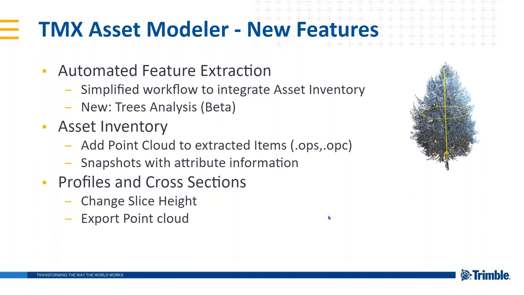Moreover, we have now a nice attribute overlay in the snapshots. The snapshots come with the list of attributes of each object that they are attached to. This can be very helpful because once you open the screenshot and you see the feature, you also see the attributes that are associated with that feature. In addition to that, we also have new modifications to the profiles and cross sections tool. Now you can change the slice height of the cross sections and profiles, and you can also export the point clouds of that specific profile or cross section.